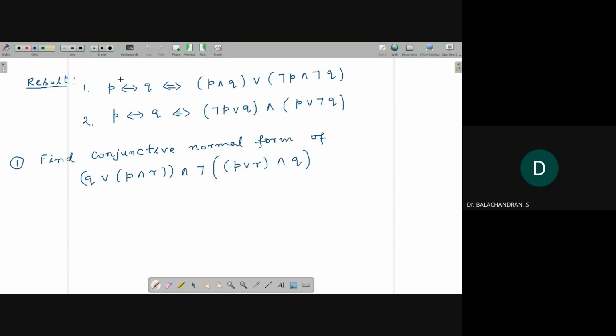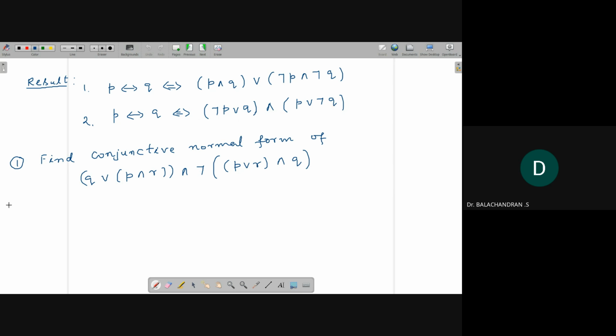So this is the result for the biconditional: P biconditional Q is equivalent to P and Q or negation P and negation Q. And similarly for P biconditional Q, you can use negation P or Q and P or negation Q.